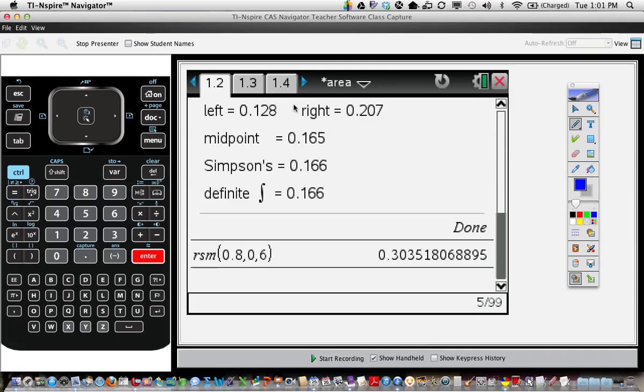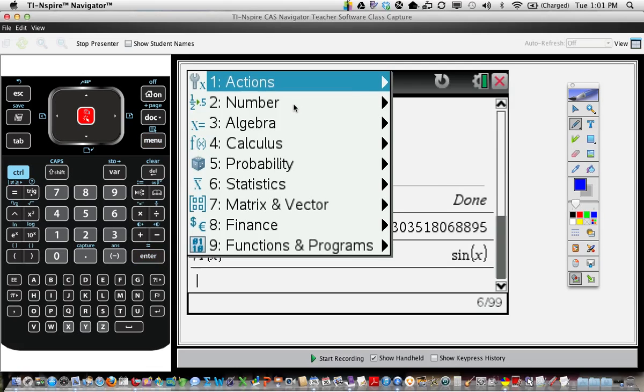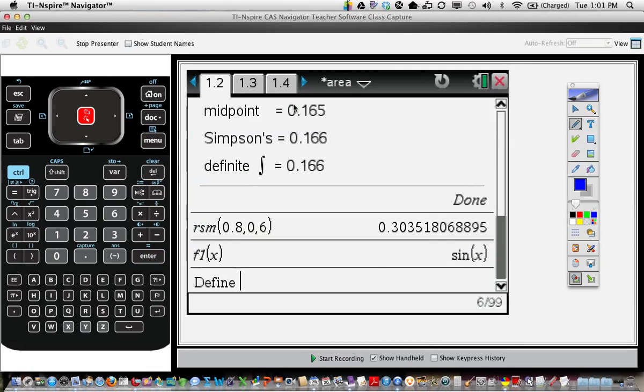Type f1 of x right now, and we can see what function is stored in f1 of x right now. Yeah, see, that's not what we want. So before we can do this RSM, RSL, we have to define the function in f1. So go ahead and do define. It's in the menu under Actions, the first thing is define, or you can just type the word define.